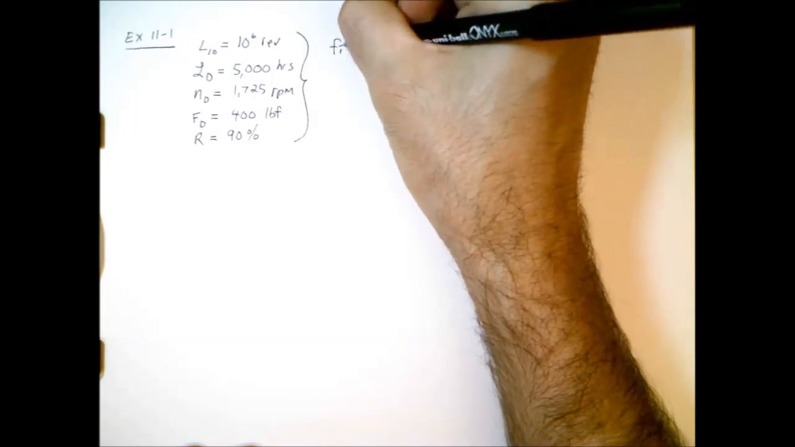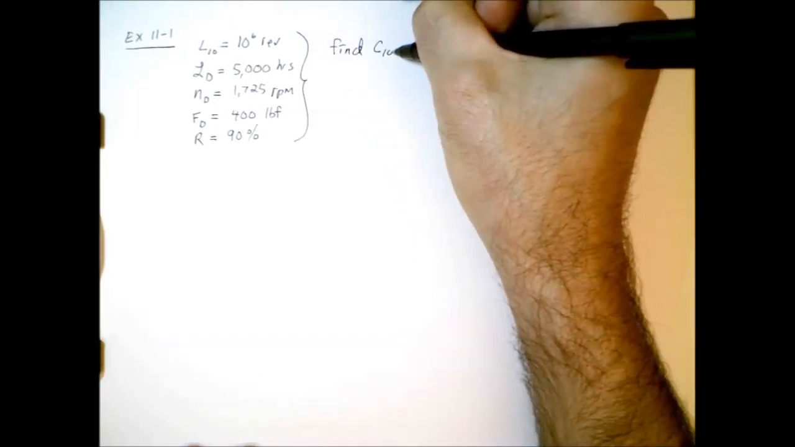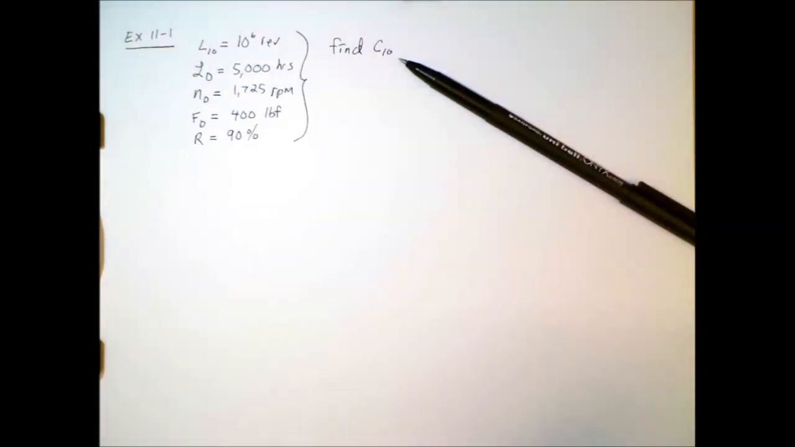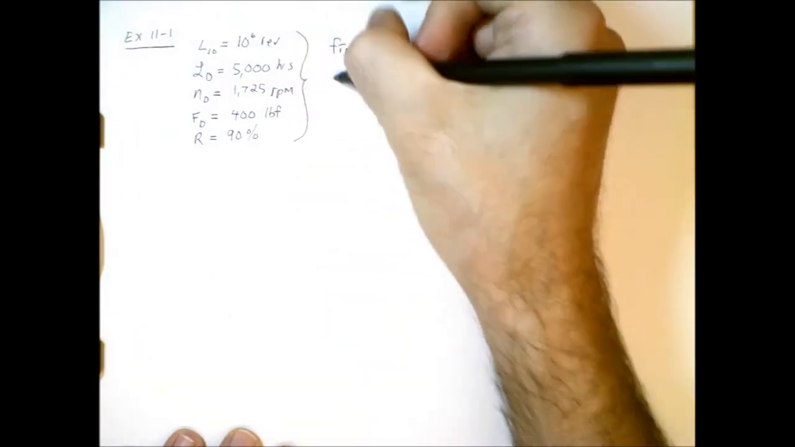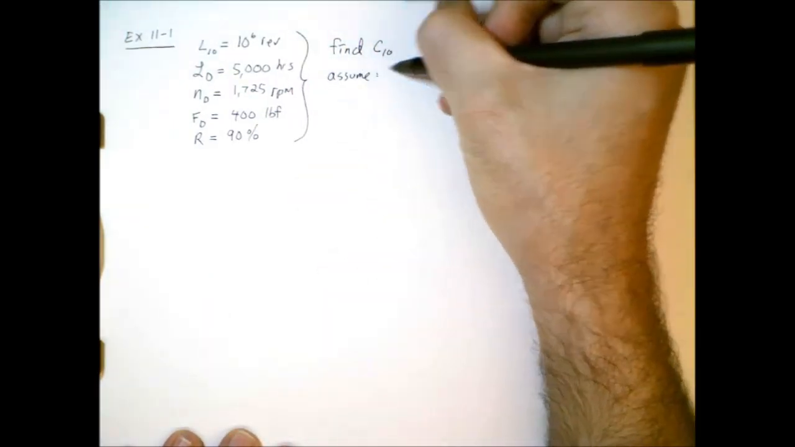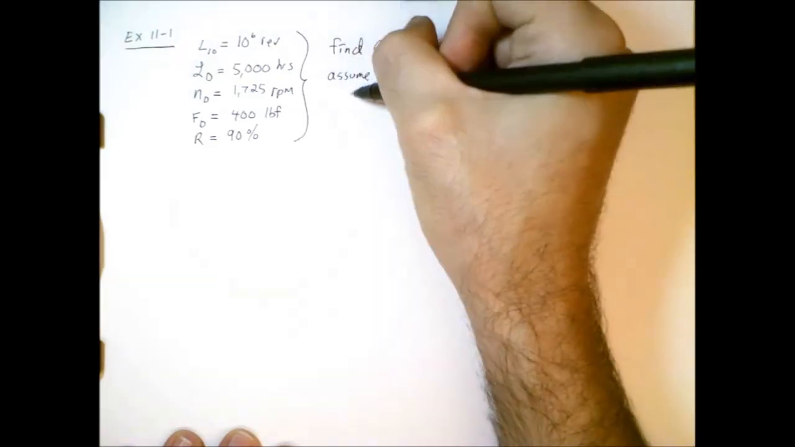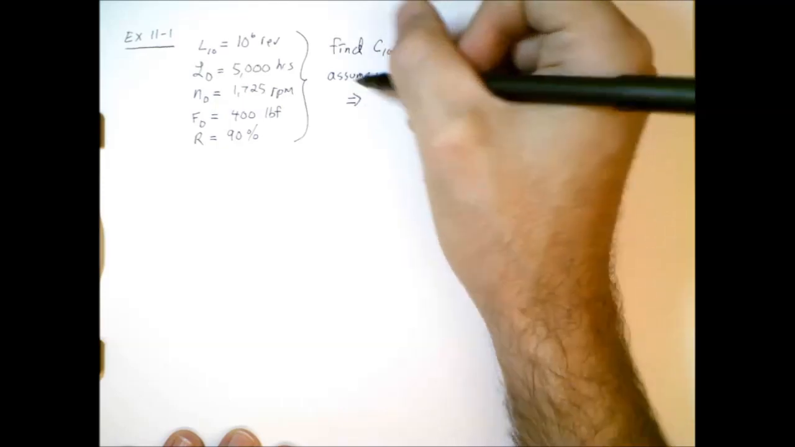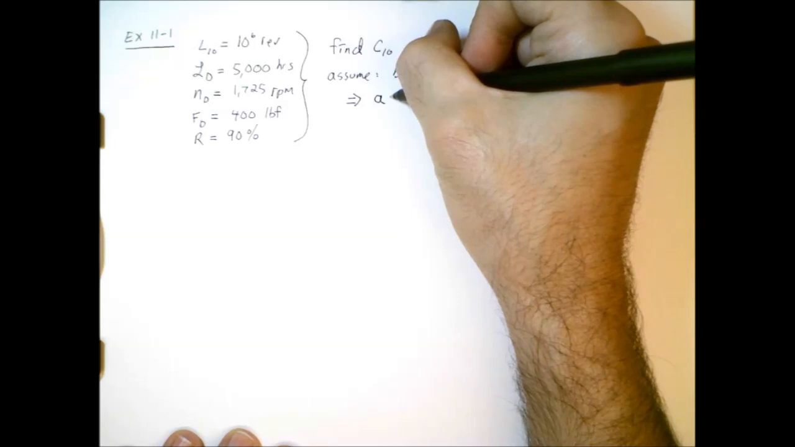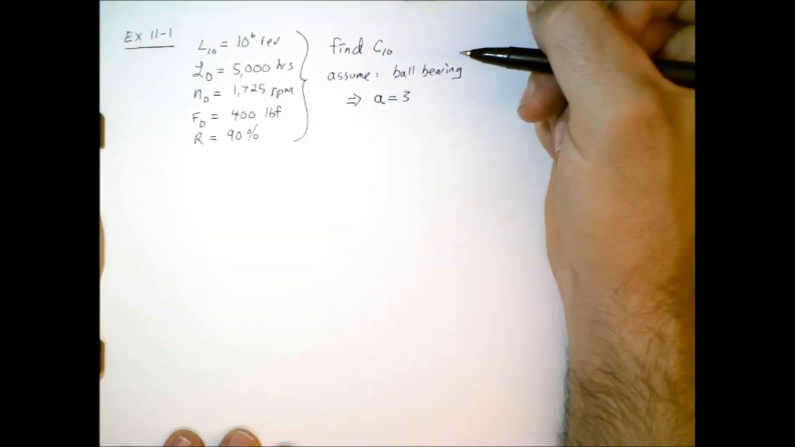So our job is to find the catalog load rating so that we can choose an appropriate bearing from a catalog. Also, here we can assume the bearing is a ball bearing. And if you remember, that means the exponent, or this parameter that we use in the exponent a for a ball bearing, is equal to 3.